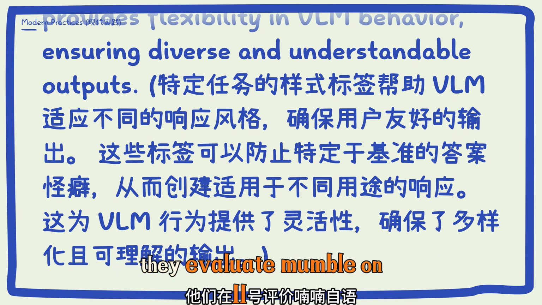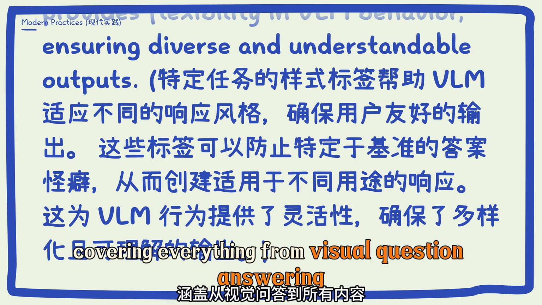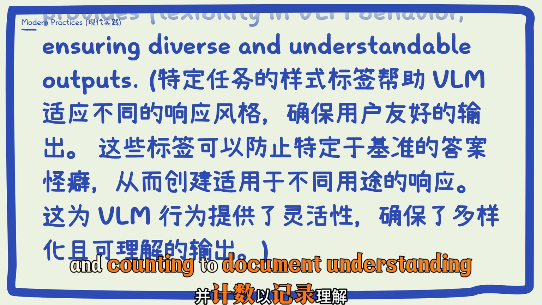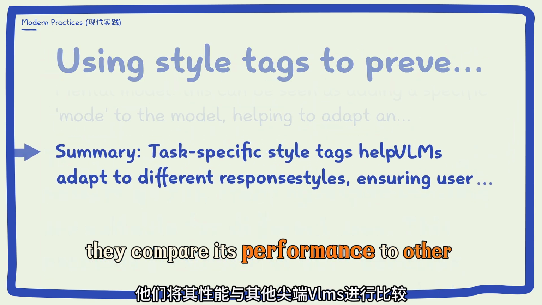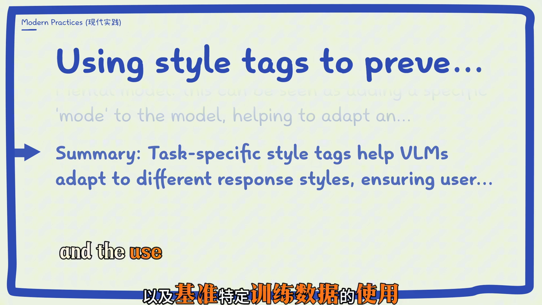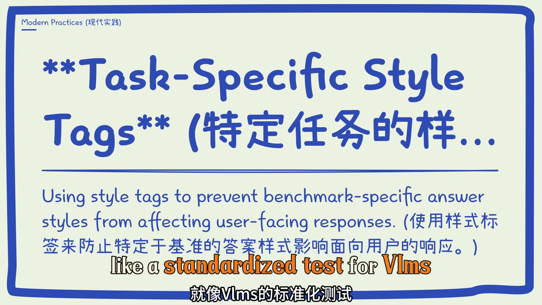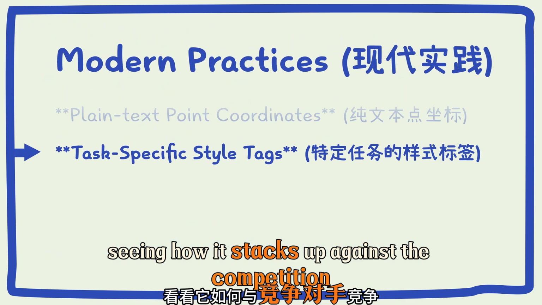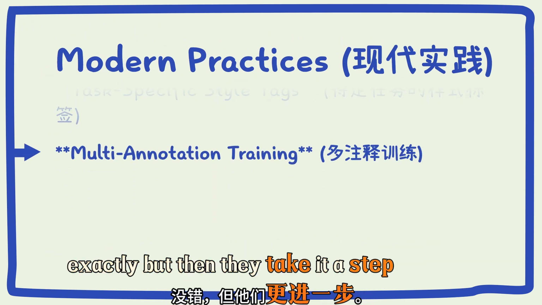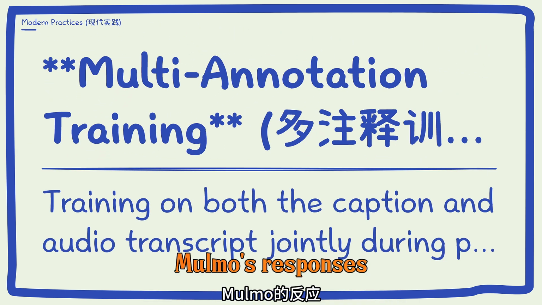They evaluate Molmo on 11 different common datasets, covering everything from visual question answering and counting to document understanding. They compare its performance to other cutting-edge VLMs, taking into account things like prompting techniques and the use of benchmark-specific training data. Like a standardized test for VLMs, seeing how it stacks up against the competition. Exactly. But then they take it a step further with human evaluation, which captures how people actually perceive Molmo's responses.